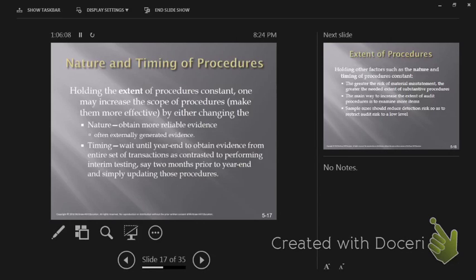Timing. Do we wait till the end of the year to do the inventory count? When do they take their inventory count? Do they do it a couple times a year, or only once a year? Well, if they only do it once a year, guess what? We've got to go count it once a year. When do they do their sales cutoff? That's when we want to go look at their sales cutoffs. They might do testing two times a month. We've got to look at the timing of different things like that.